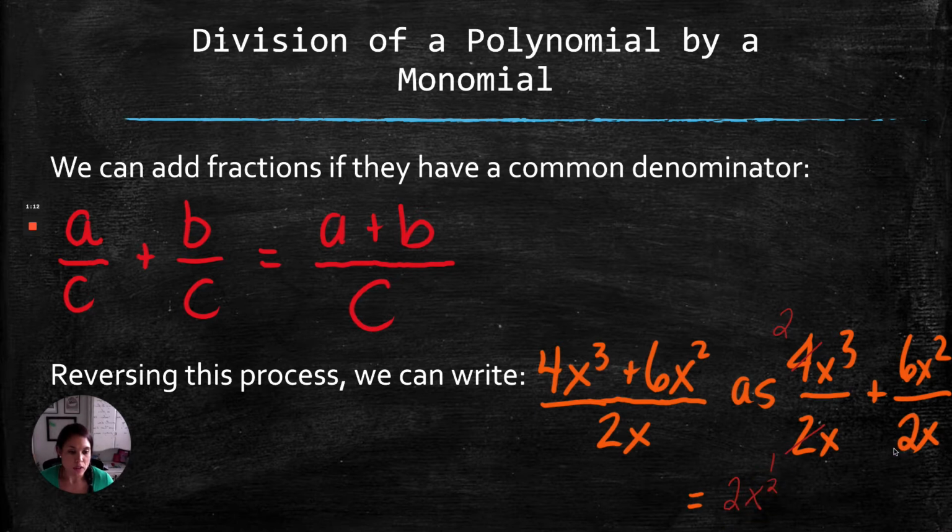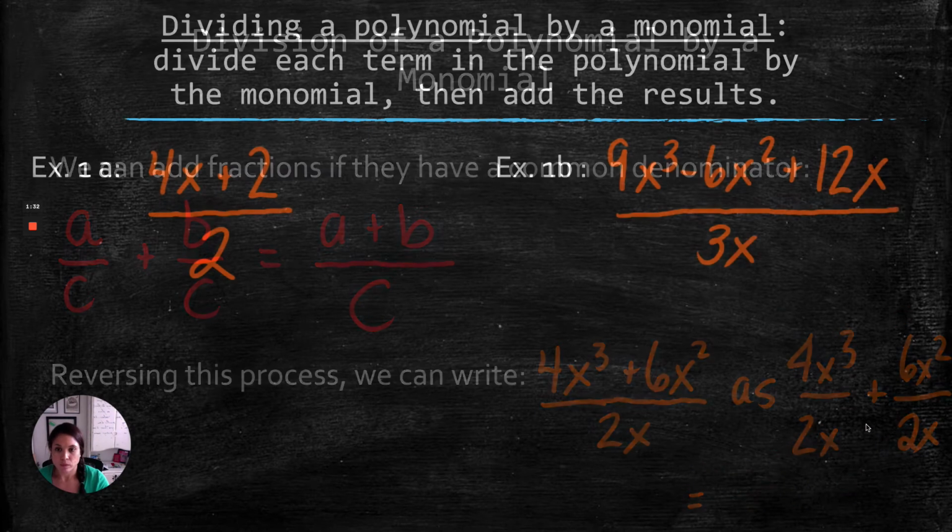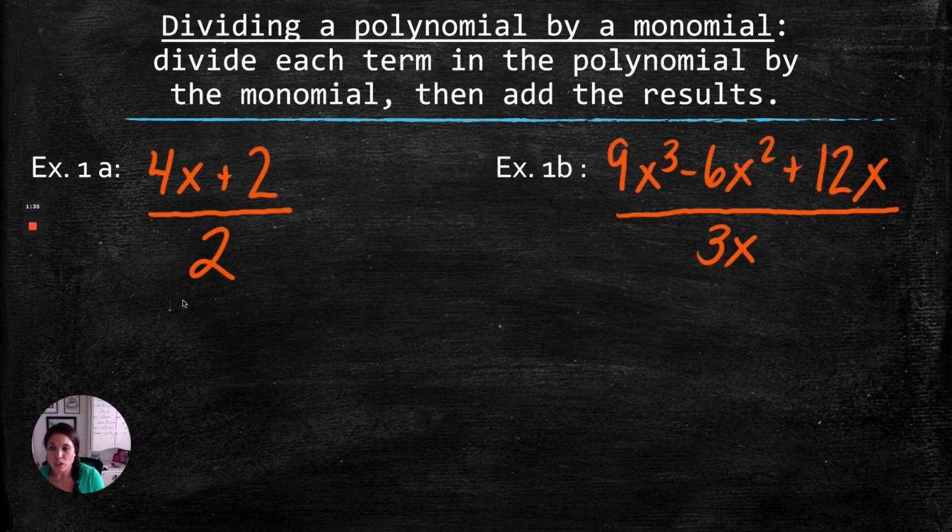Now let's simplify this. 2 goes into 2 1 time, 2 goes into 6 3 times, so I'm going to write plus 3, and then I divide this. I'm going to simplify. x squared minus 1 would be x, and this would be my answer, 2x squared plus 3x. So what I want you to do as soon as you see this problem is to break up the terms with the monomial. So let's go ahead and do that here.